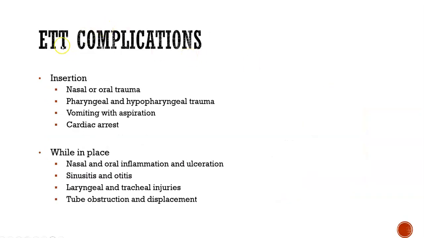Okay. So our ET tube complications. For insertion, I've kind of already talked about trauma. With nasal trumpets, and you can technically put an ET tube down somebody's nose. I've never seen it done, but I think that's a thing. Regardless, if you're putting any kind of advanced airway into somebody's oral or nasal cavity, there's always the risk for trauma. Pharyngeal and hypopharyngeal trauma as well, so down in your throat.